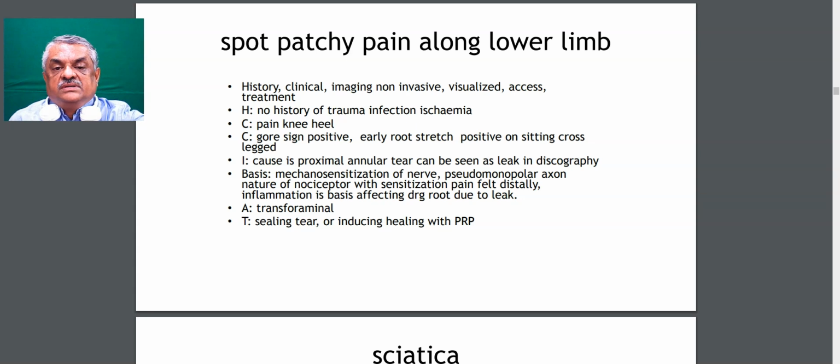Now what we do is, the cause is a proximal annular tear, and this can be seen as a leak in discography. There is a mechanosensitization of the nerve, and as you know, the nociceptor is a pseudo-monopolar axon, and that gives rise to pain which is felt laterally or distally. Now inflammation is the basis affecting the dorsal root ganglion.